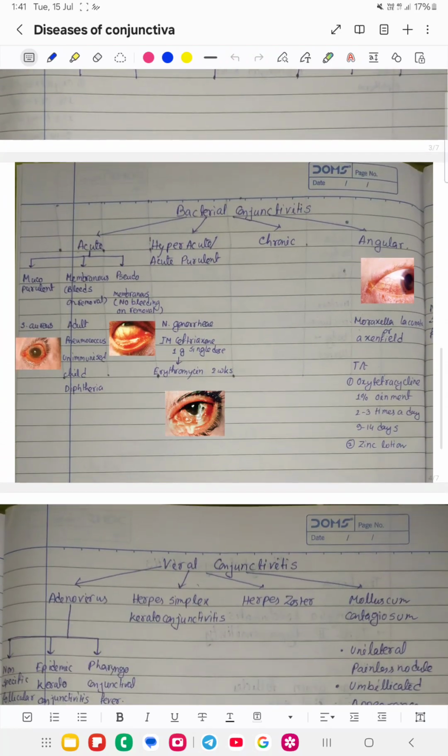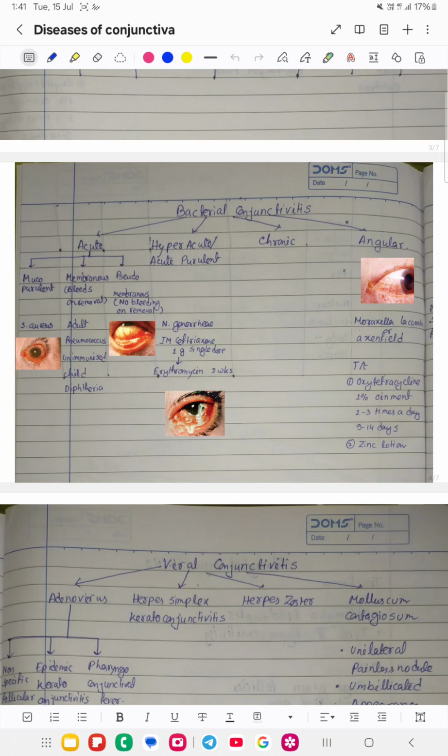Now let us classify the bacterial conjunctivitis. It can be classified into 4 categories: acute, hyperacute or acute purulent, chronic and angular. The first 3 are on the basis of time of occurrence.